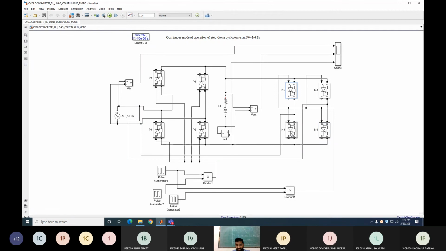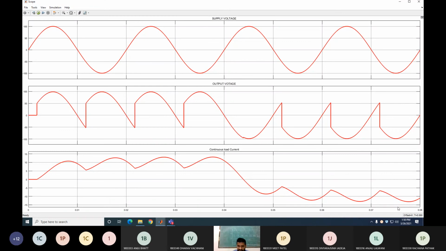Clear? So this natural commutation happens, because of which you don't require any external force commutation in this circuit diagram. Understand? So we can call this a naturally commutated cycloconverter. Understand all of it? Is there any doubt? Is there any doubt to anyone?